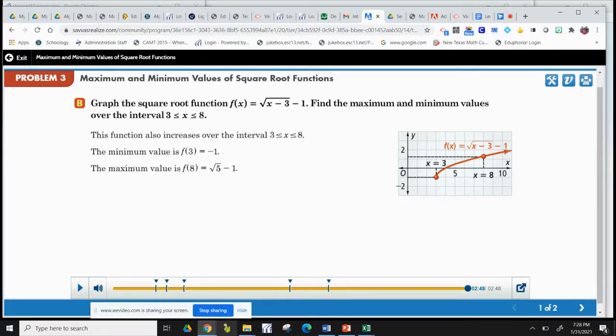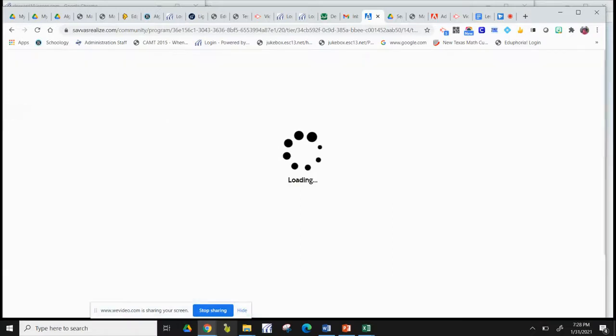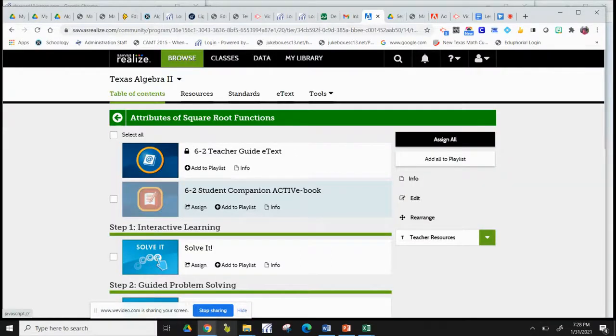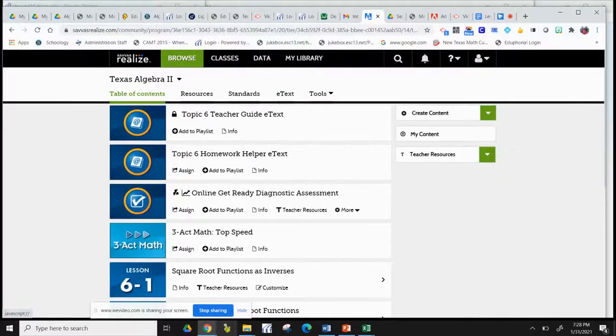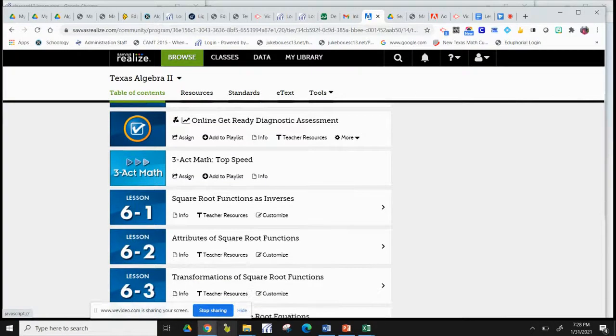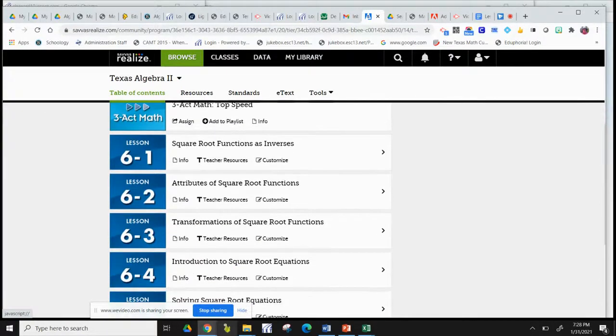Okay. So you've seen here maximum and minimum, domain and range. We just need to look at transformations right quick. Actually, we'll do transformations in a different video. So you have an assignment there, Savvas Realize 6.2, that deals with attributes of square root functions, domain and range, x-intercept and y-intercept. I think this should be pretty easy for you.